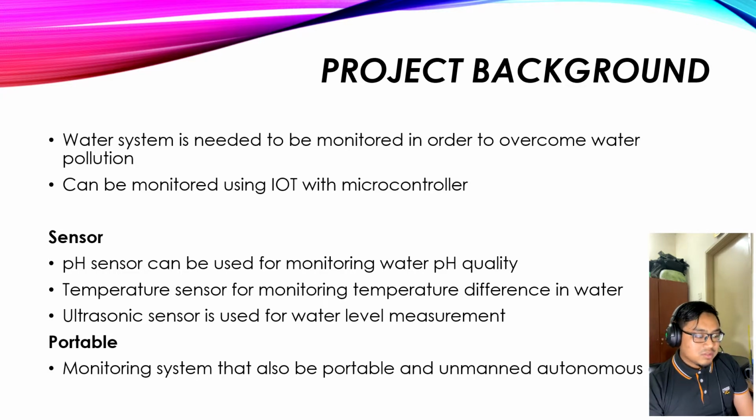There are three types of sensors that we used in our prototype. The pH sensor is used for monitoring water pH quality. Secondly, a temperature sensor for monitoring temperature difference in water. Thirdly, an ultrasonic sensor is used for water level measurement. Our project is also a portable and unmanned autonomous vehicle, which can be remotely controlled, and the data can be acquired by the web server.